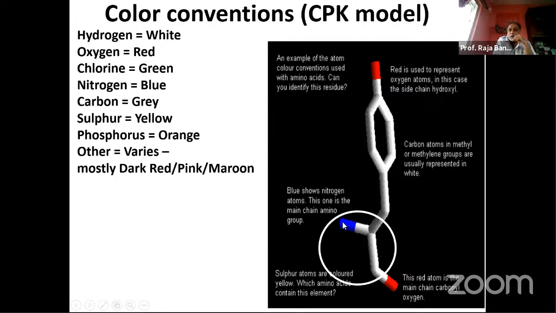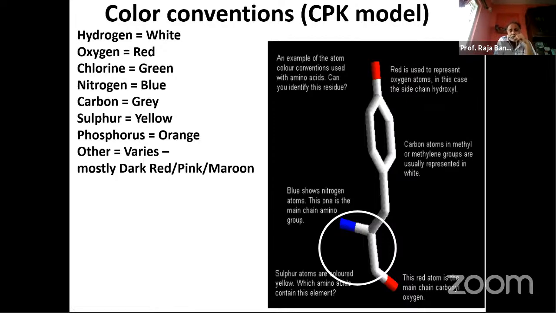In this tyrosine molecule, you see the NH2 of the main chain. This gray one is carbon, the C alpha carbon. This one is the carbonyl carbon and the carbonyl oxygen. This part is the main chain part. And this other part is the phenyl ring with the OH group, which is the tyrosine side chain. So this model is given by Corey and Pauling.